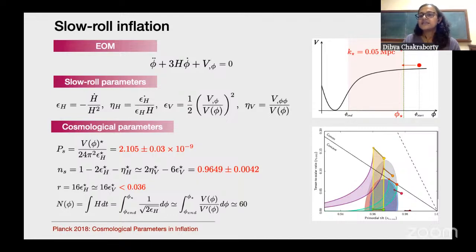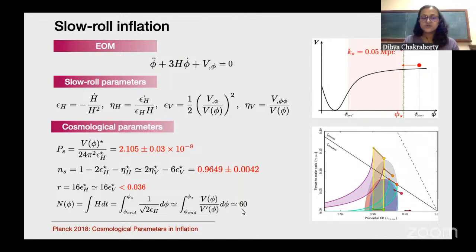It is the scale in the Planck data where the error bars in the matter power spectrum, the black body power spectrum, are the lowest, and that is denoted by this pivot scale. So all these values that you are seeing are calculated at this pivot scale.